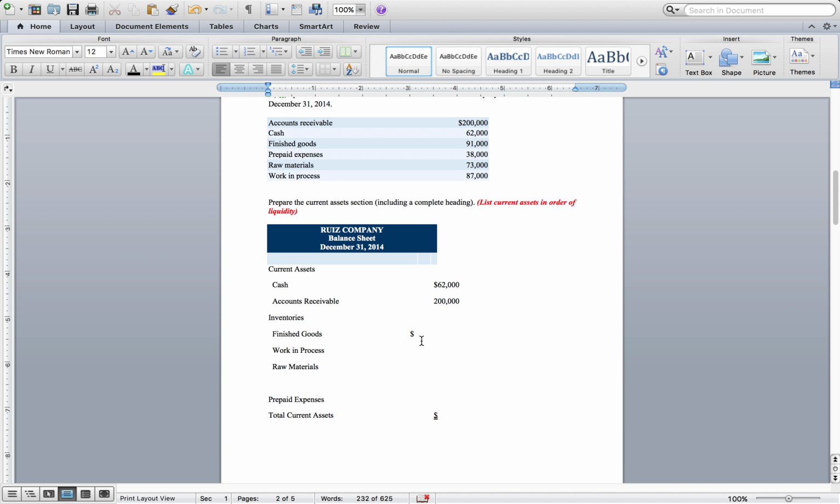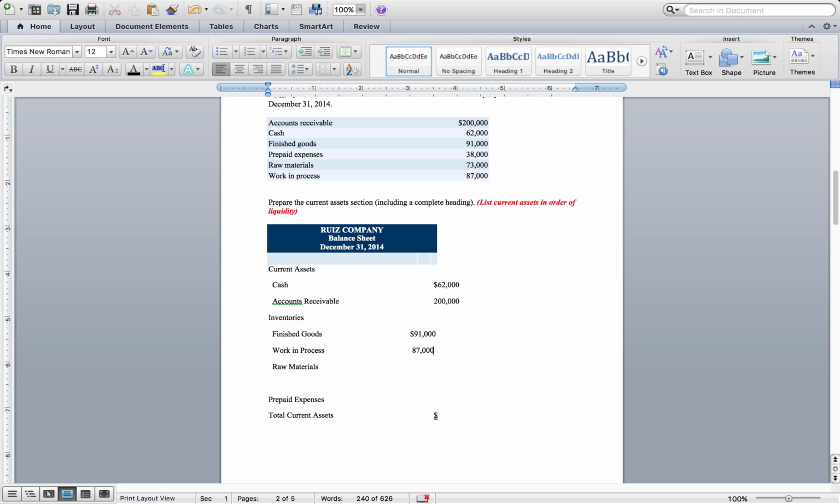Okay. Then we start with our inventory. A manufacturer is going to have 3 inventories. Finished goods is, like I said, the goods finished. It's done. That'll be $91,000. Next one, work in process. It means it started, but not yet complete. So you have a computer that doesn't have the chips in there yet. Well, you can't release it. Remember, work in process is going to be $87,000.